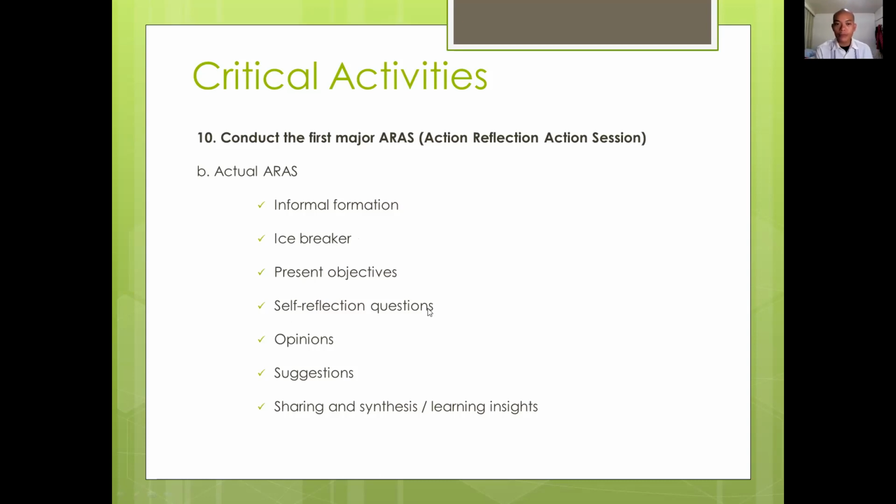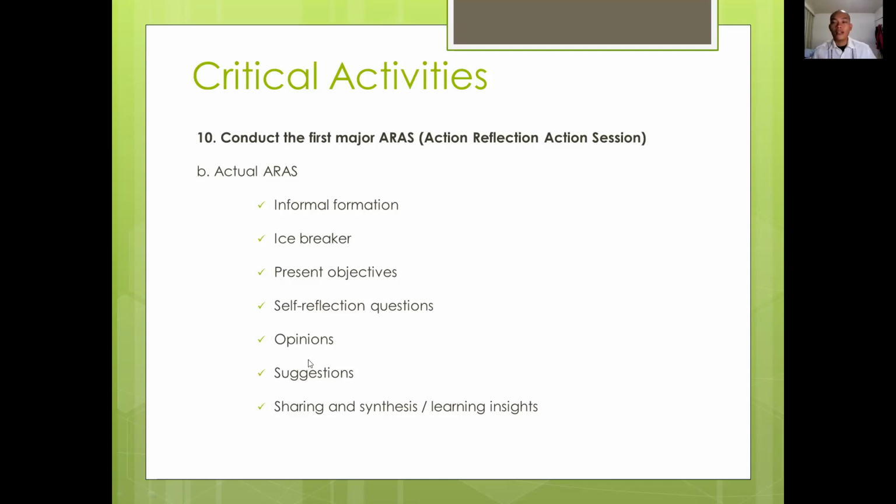So lahat pwede mag-usap. Pwede nating sabihin, so everybody take turns. What do you think were your contributions to the activities for today? Mga self-reflection questions. What do you think went wrong? What were your favorite part of what happened in our activity today? Etc., etc.